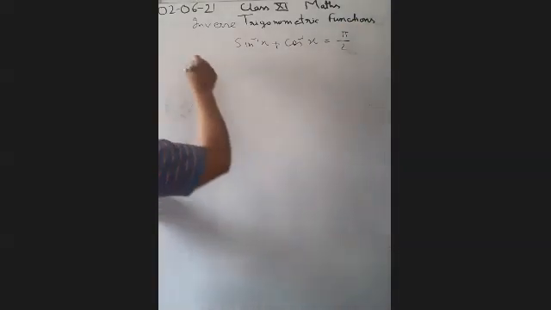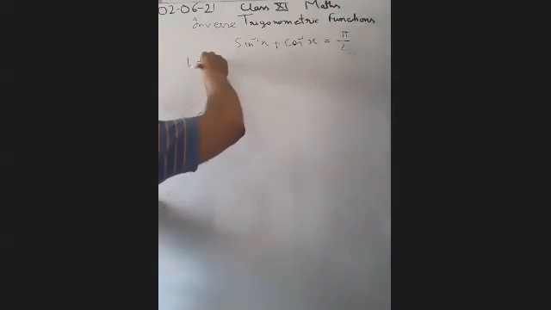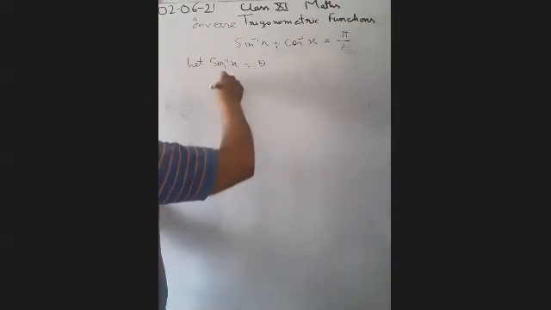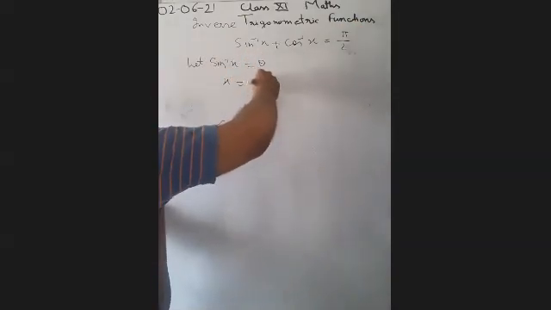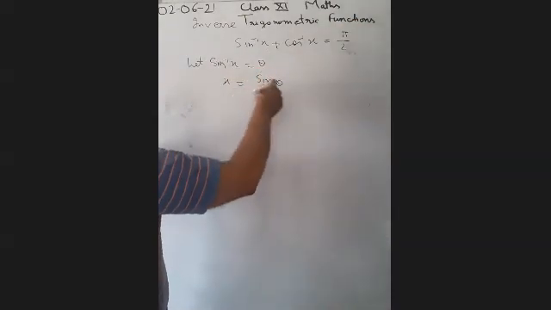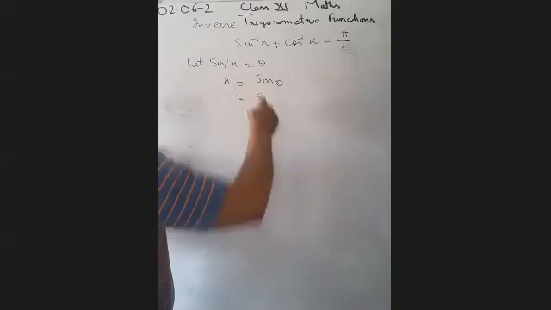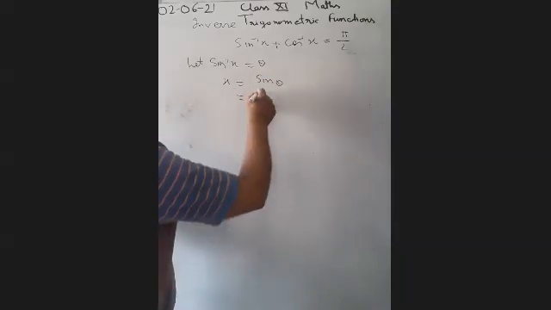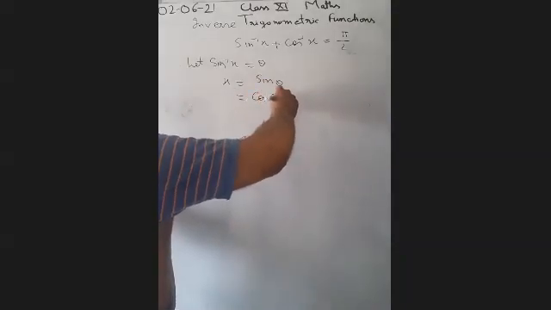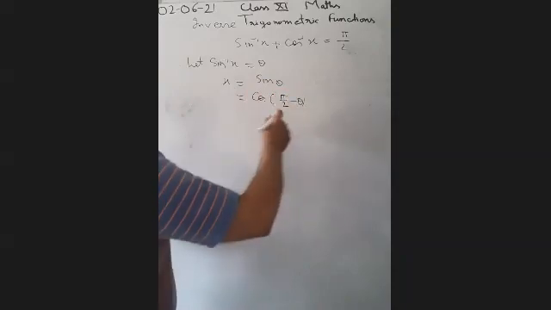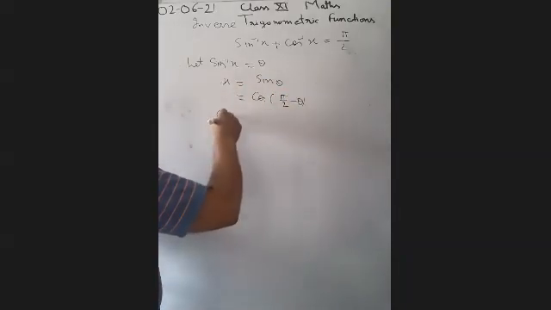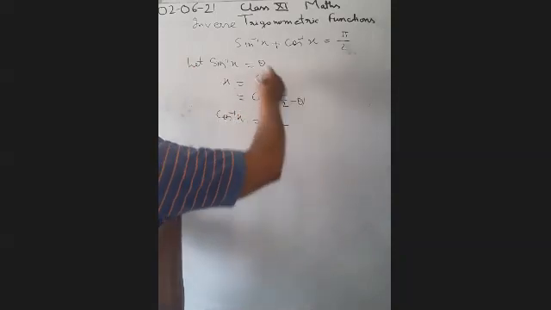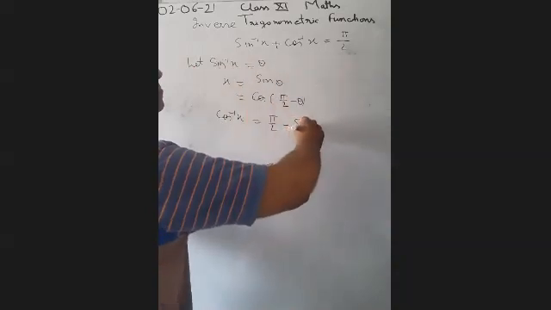The method is the same. Let sin inverse x be equal to theta, so x is equal to sin theta. For sin theta we want to convert into cos, so we can write cos of pi by 2 minus theta. So cos inverse x is equal to pi by 2 minus theta. Theta is equal to sin inverse x.